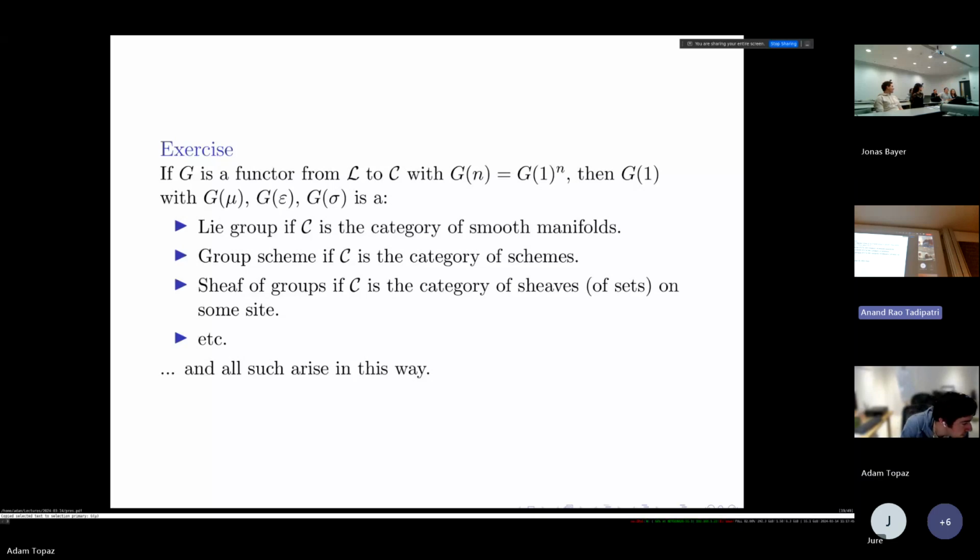Sorry? What's G of 1 to the n? I can't quite hear. Like, what's the power to the n? This is just the Cartesian product, the n-fold Cartesian product. Well, in a category C, it's the n-fold categorical product of G of 1 with itself. But in the case of sets, this is just the Cartesian product.